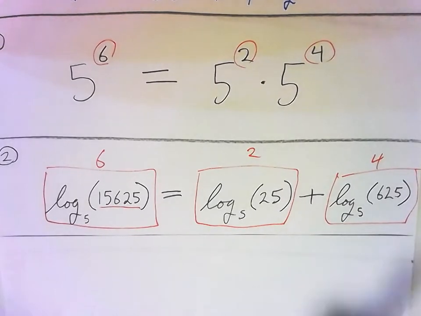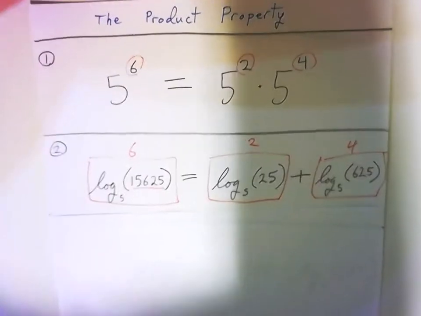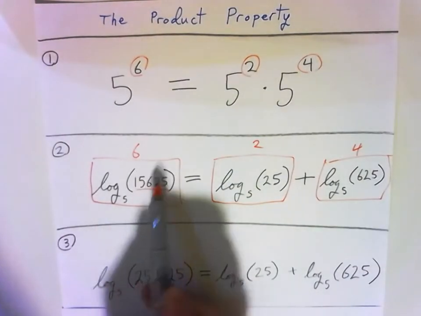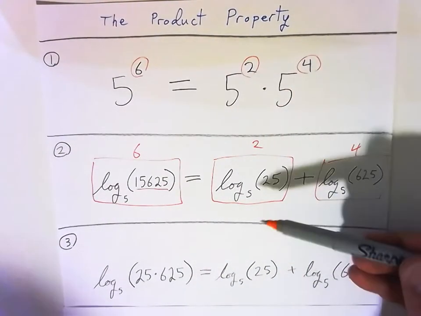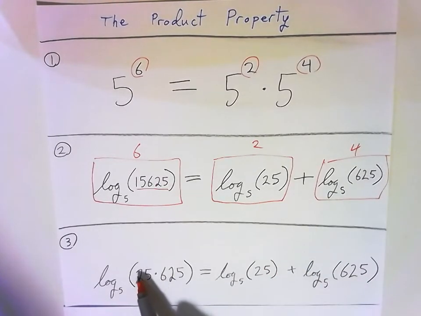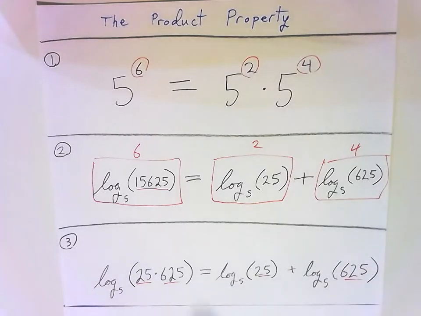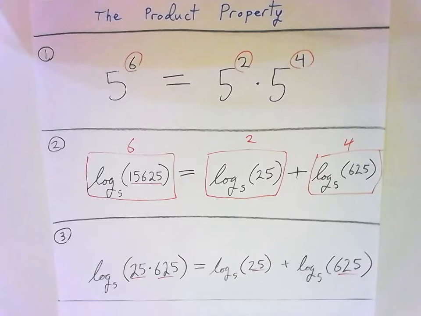So what we're really getting at here is this next step, because 5 to the 6th, like we just said up here, is 5 squared times 5 to the 4th. So 5 squared is 25, 5 to the 4th is 625, 5 to the 6th, or 5 to the 2nd times 5 to the 4th. That's how the product property works for logs.